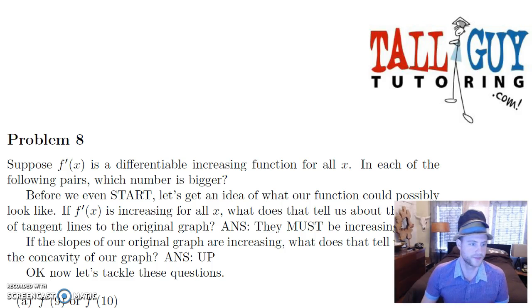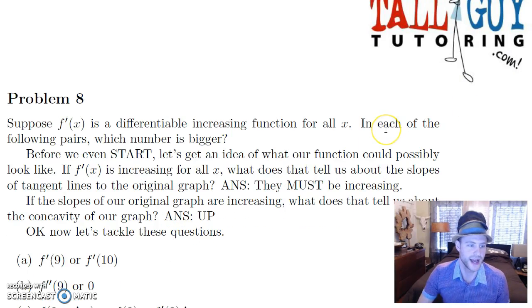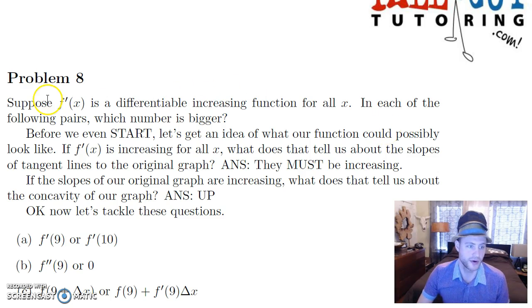Okay, another session, another problem, and another hat. We have problem 8 here. Suppose f prime at x is a differentiable increasing function for all x. In each of the following pairs, which number is bigger? I don't care about that sentence. Let's go back to this first sentence. f prime at x is a differentiable increasing function for all x. What could our function look like?